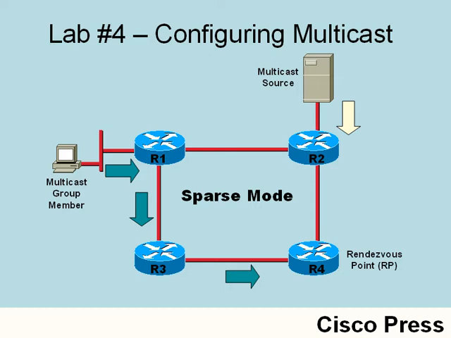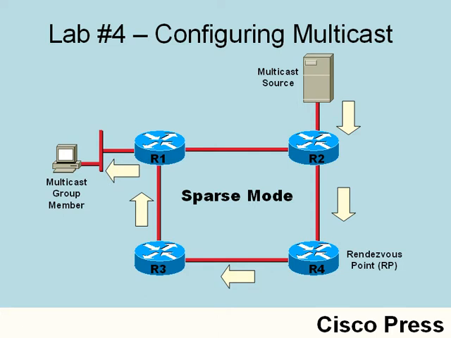And router R4 says, it looks like we have a client that wants to receive traffic for this multicast group. Let me speak to the multicast source router and tell it to start sending that traffic to the rendezvous point. So we communicate with router R2, and router R2 begins to send that multicast traffic down to our rendezvous point, router R4. And router R4 forwards it back over to router R3, which forwards it back up to router R1, which finally forwards it out to our multicast group member. At this point, we have avoided that flood and prune behavior.